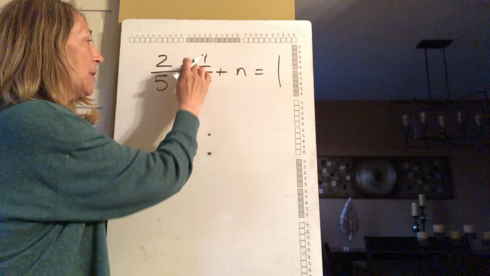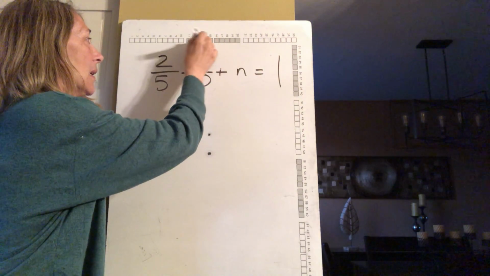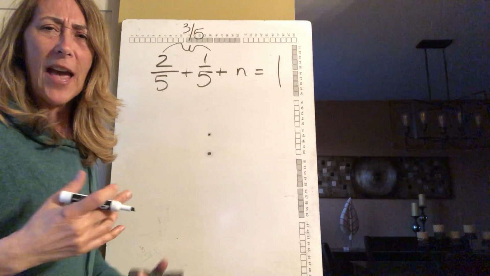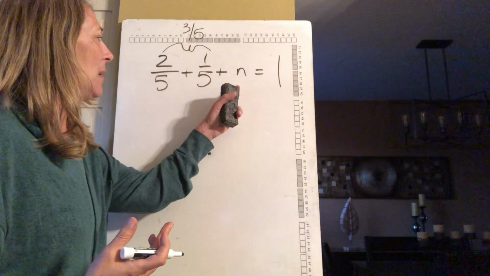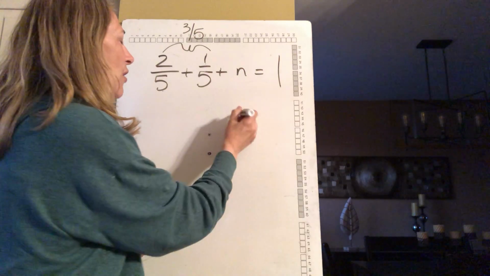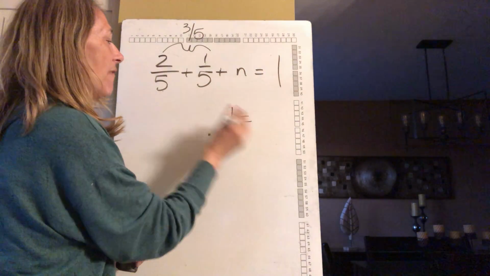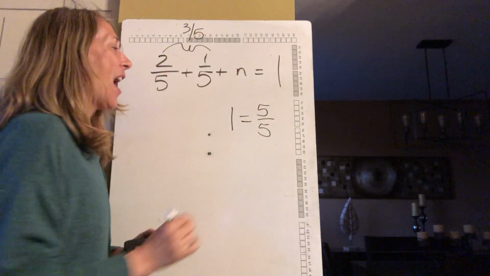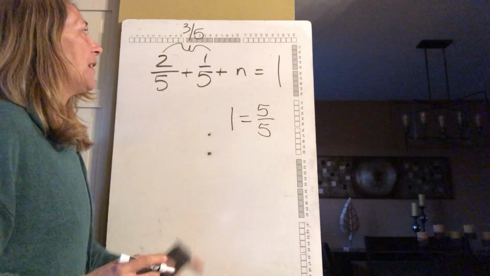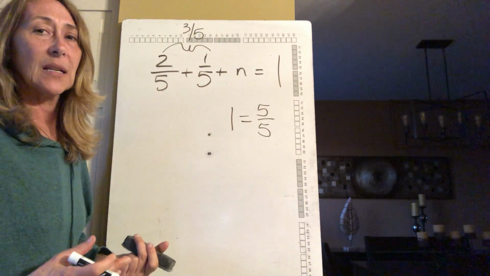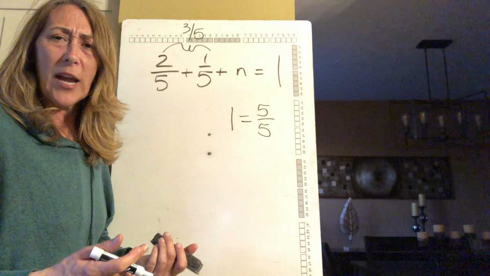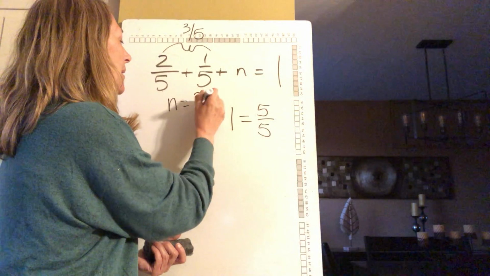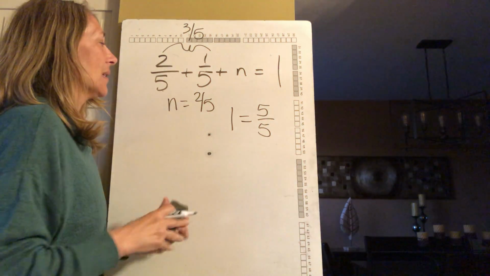So 2/5 plus 1/5 so far is 3/5. So I have 3/5 plus how many more fifths equal 1? And we know 1 equals, if my bottom denominator is 5, my numerator has to be 5. So if 1 equals 5/5 and I have 3/5, how many more of those pieces do I need? 2. You're right. n equals 2/5.